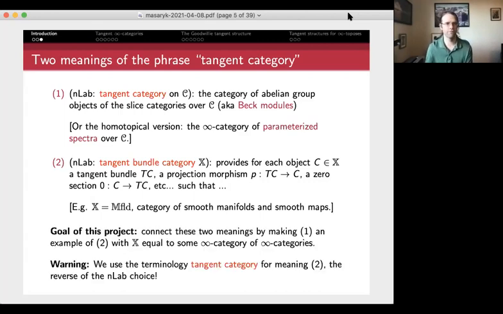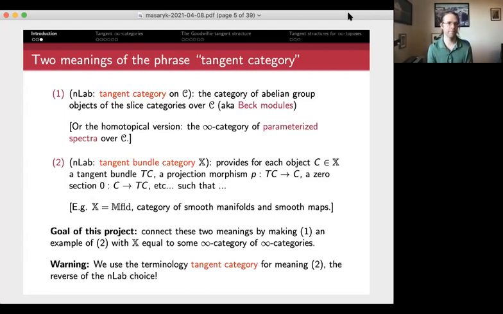So the real goal of this talk, or the first goal, you could express as trying to connect these two meanings by showing that number one is actually an example of number two. That's where we started with this project: trying to show that if you have an infinity category C, then this homotopical infinity category of parametrized spectra actually does play the role of a tangent bundle, and you have all of the rest of this structure that's analogous to what you have for the category of smooth manifolds and smooth maps.